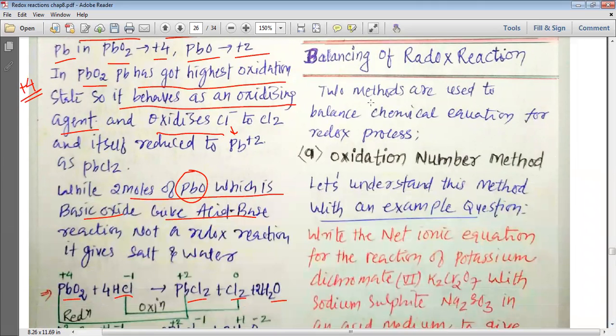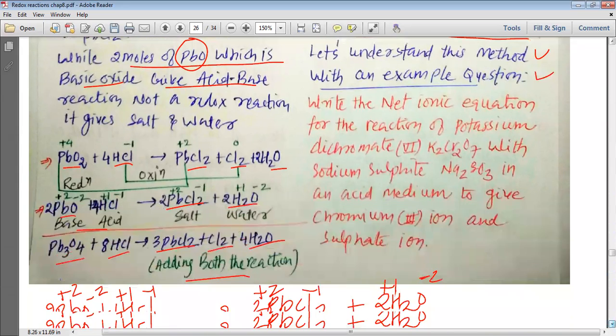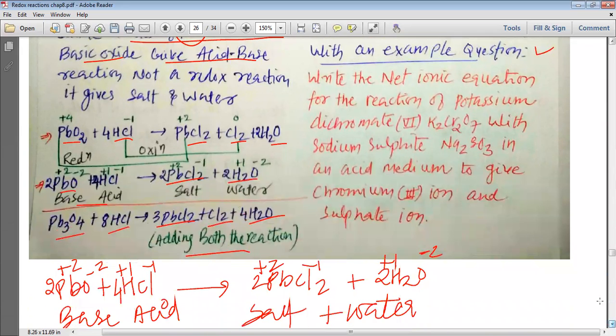Now let's move on and understand the balancing of redox reactions. There are two methods used for the balancing of chemical equations for redox processes. So first, let us study the method which is known as the oxidation number method. Let us understand this method with an example question. So let's follow and understand the oxidation number method.